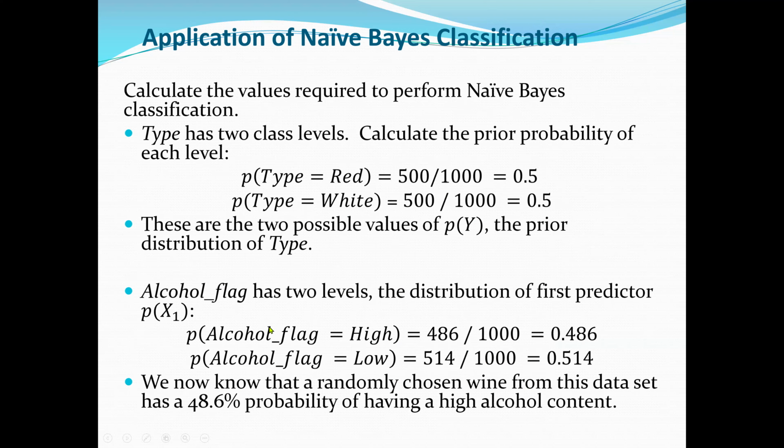Now, alcohol flag has two levels. We have the distribution of the first predictor, P at X1. So here, P of alcohol flag at high will be 486 by 1,000, and at low will be 514 by 1,000. Again, we get this value from the data set based on the count. The total one is 1,000.